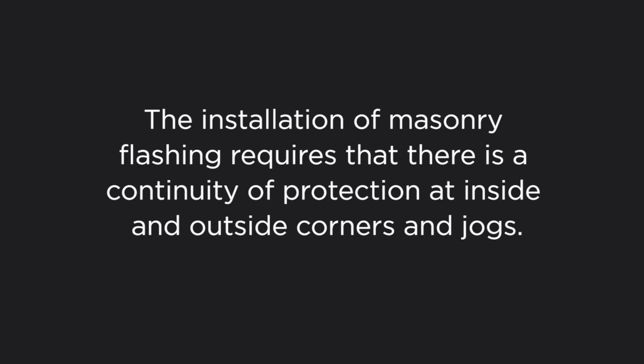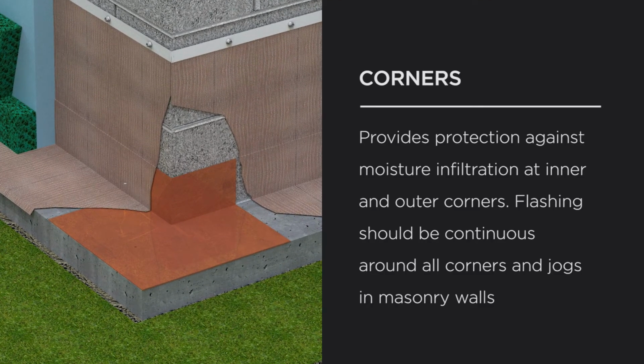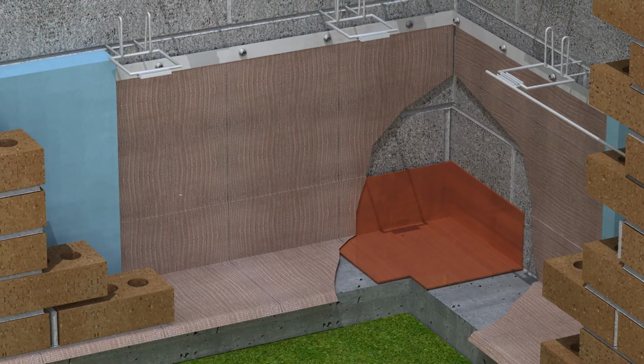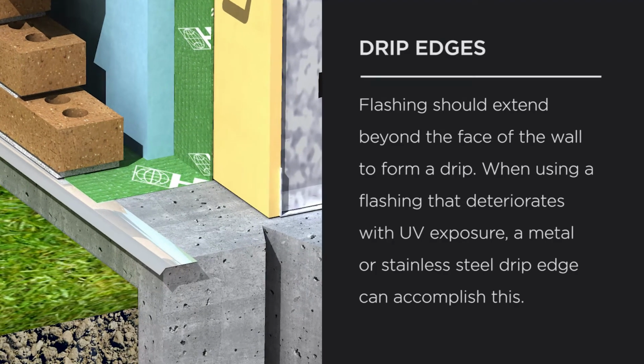The installation of masonry flashing requires that there is a continuity of protection at inside and outside corners and jogs. Corners can be purchased prefabricated or can be formed in the field with cutting, lapping, and a sealant that is recommended by the flashing manufacturer. Flashing should extend beyond the face of the wall to form a drip.